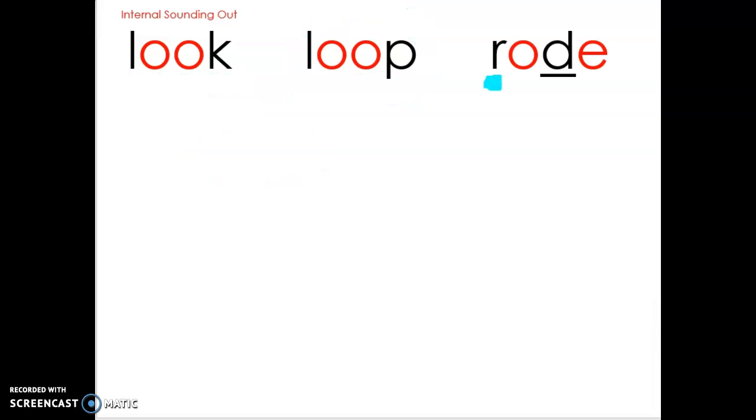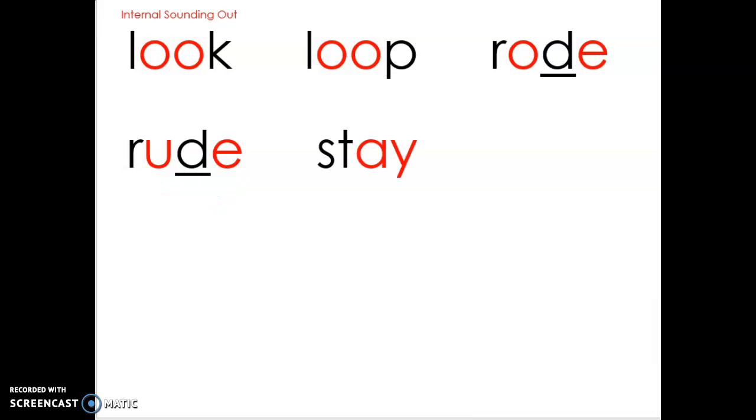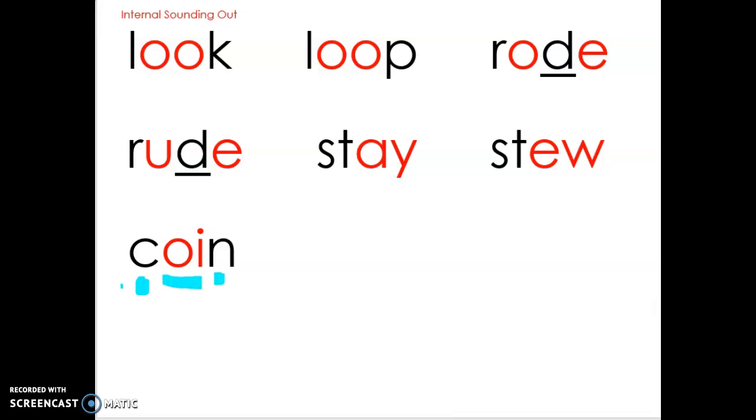Next word, think. Say, the word is road. Next word, think. Say, the word is rude. Think. Say, the word is stay. Think. Say, the word is stew. Next word, review from last week. Think. Say, the word is coin. Think.